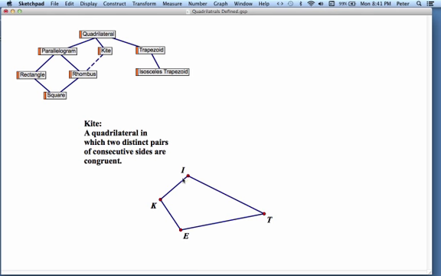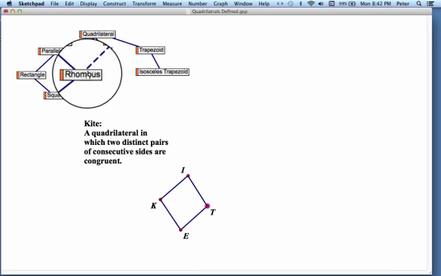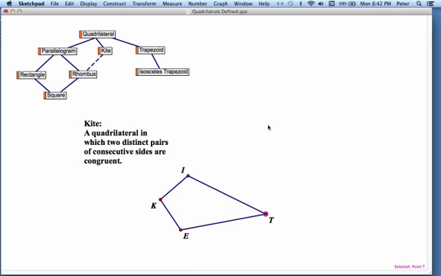So you can have 2 pairs of consecutive sides that are not congruent to each other, but if we were to shrink this up, a kite can become a rhombus. So that's why there's a dotted line here, because rhombuses are very special kites that have all four sides congruent, whereas any old kite just has two pairs of consecutive sides congruent.